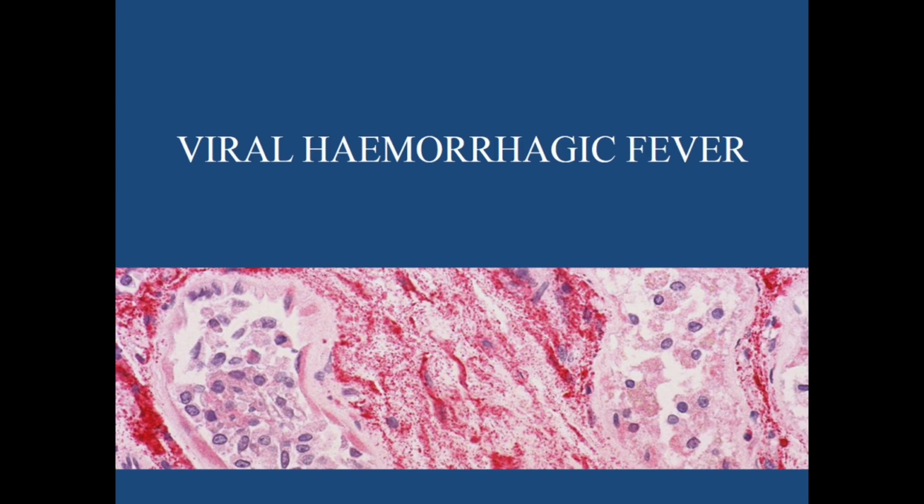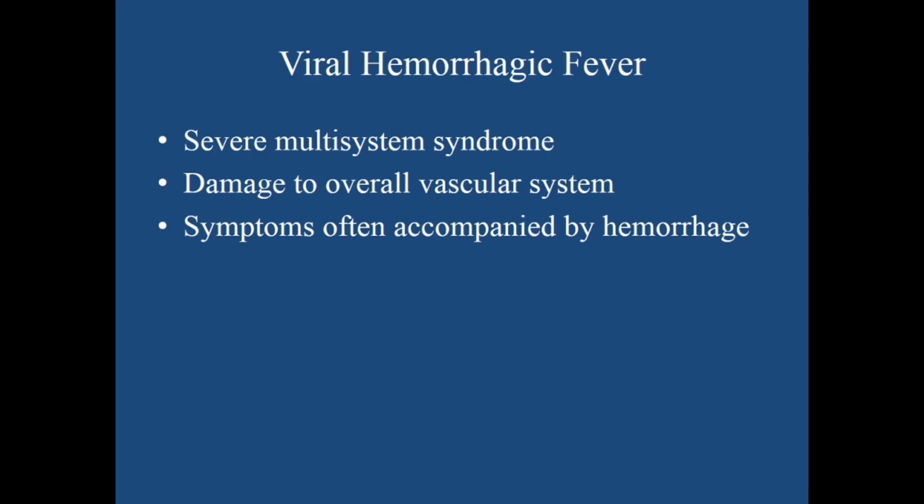Regarding this topic, viral hemorrhagic fever is a very huge topic. It usually causes a severe multi-system syndrome because it involves a lot of systems. It causes damage to the overall vascular system. That is why hemorrhage occurs, and the symptoms are often accompanied by hemorrhage. These are the characteristics of viral hemorrhagic fever.